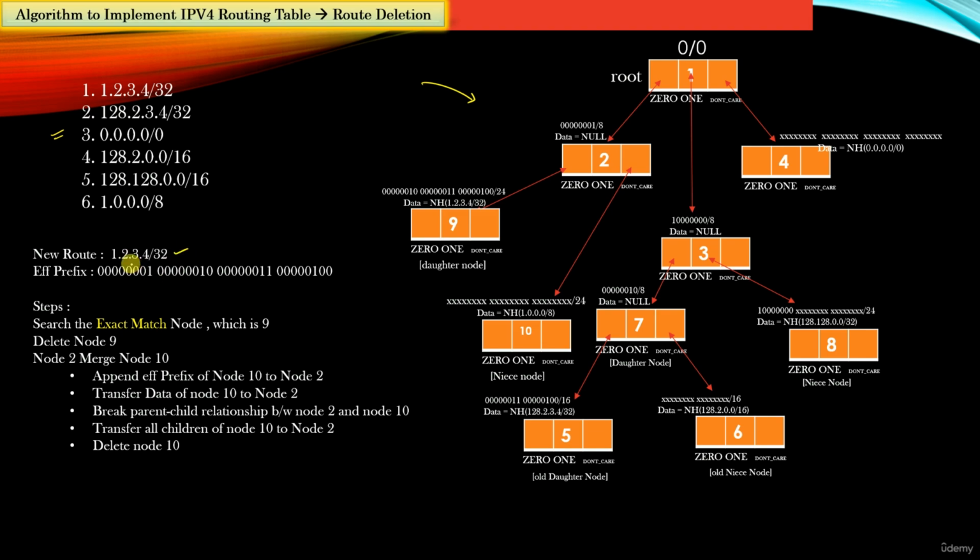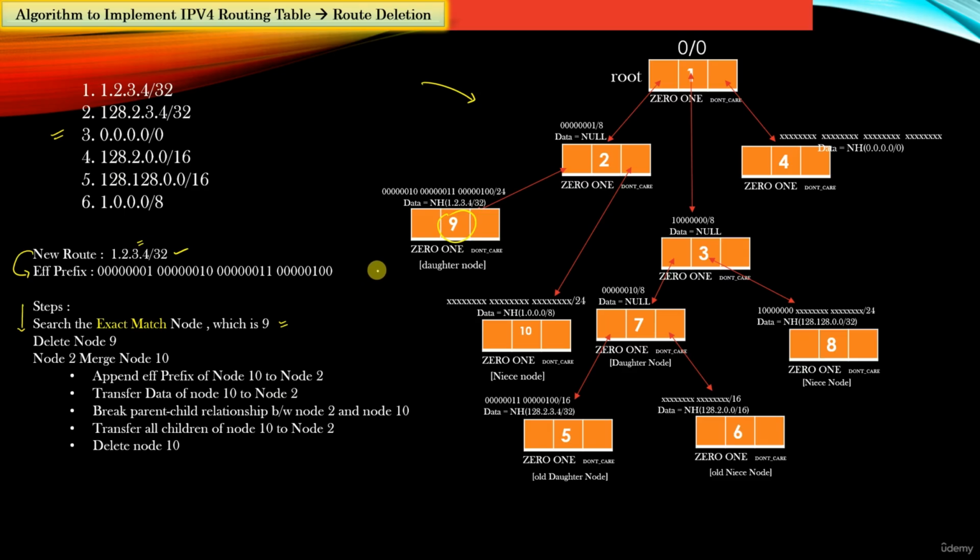So we want to delete the route 1.2.3.4/32 from this mtry data structure. The very first thing again is to compute the effective prefix of this route. Now let us go through the steps of route deletion. The very first thing is to execute the route search algorithm and locate the leaf node which stores the data for this route, 1.2.3.4/32. The exact match route search algorithm gives us node number 9.